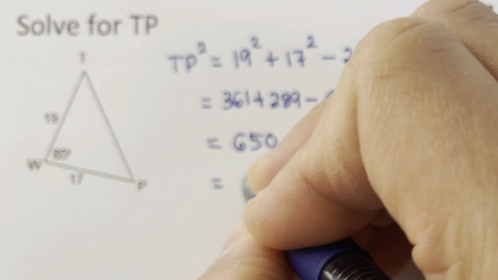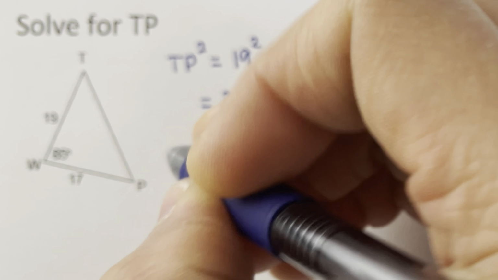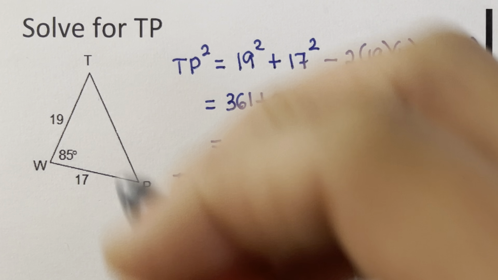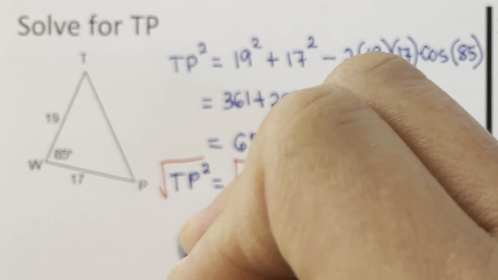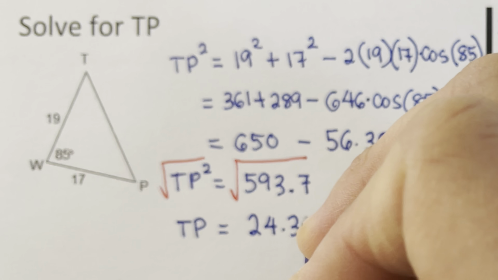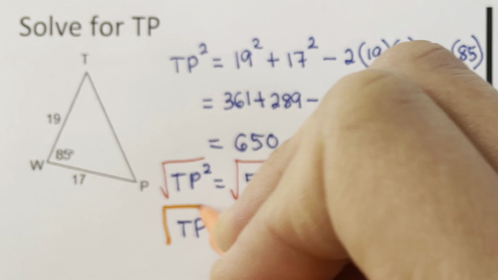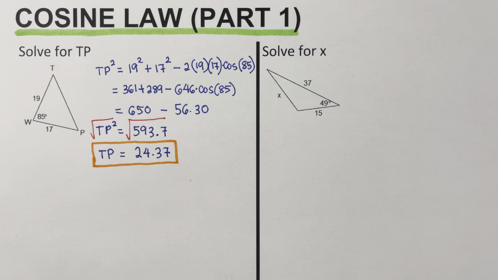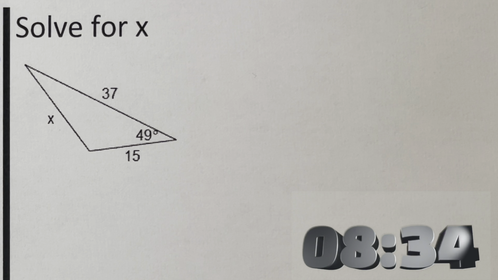This would come out, that's going to be 593.7. Now, this is TP squared. So that we can solve for just TP, we are going to square root both sides. So this will give us just TP. So the length of TP is actually 24.37. So this is the length of side TP using the cosine law. At this time, I would encourage you to pause this video and try this problem out on your own. And when you're done, unpause it and check your answer.